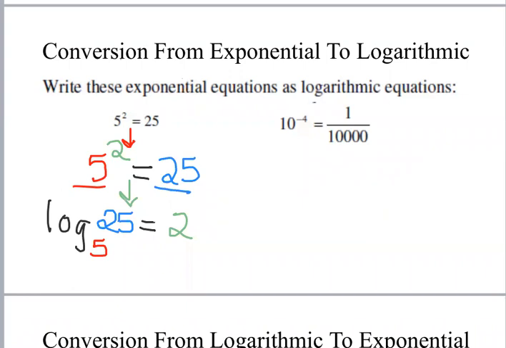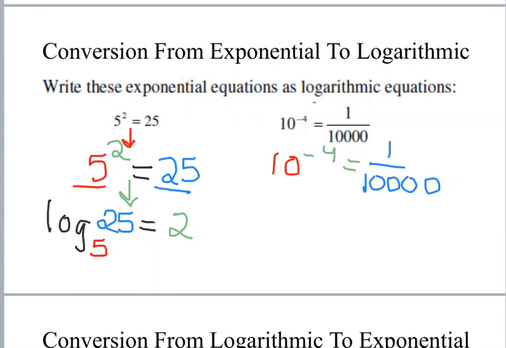You might want to pause and try this next one before I go over it, but I'm going to rewrite it to be 10 to the negative 4 equals 1 over 10,000.